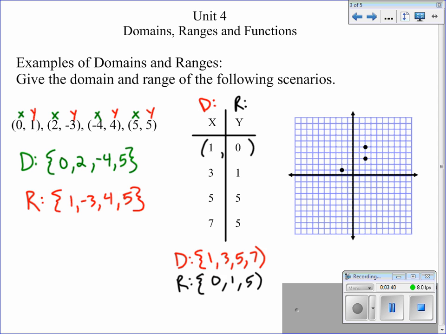And now looking at it in graph notation, given a graph, the easiest way, I think, would be to write the ordered pairs for each point. This one would be negative 2, 1. This one we're going to go over positive 2, up 3. And this one over positive 2, up 5.